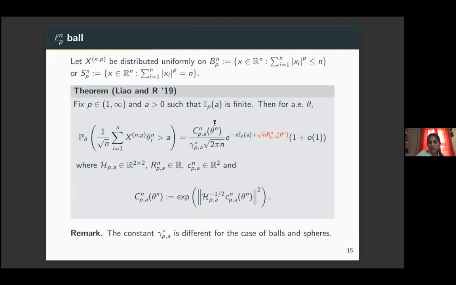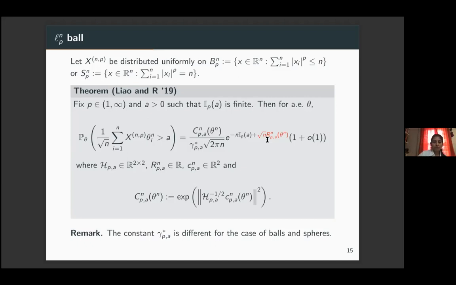Okay, and what is the correction here? There is a correction which looks very much like what we thought we might get from the IID case, which is this root 2 pi n and this gamma p star, which is different from the gamma p that you get in the product measure. But what is interesting here is now you get a factor which depends on the particular direction in which you are projecting. And you get a correction factor in the exponential, which is of order root n, which you do not get in the product case, but you do get in the LP case.